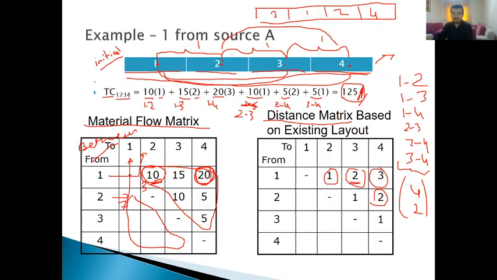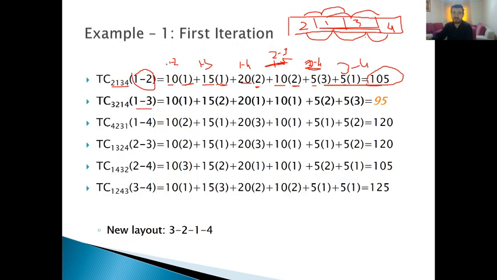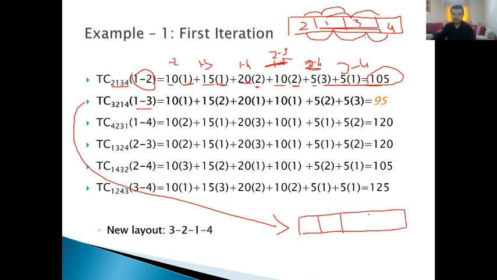So using this layout, I'm going to exchange the locations of 1 and 3, okay? So the new one will look like this. It was 1, 2, 3, 4, the initial layout. After I exchanged the locations of 1 and 3, it is 3, 2, 1, 4. Okay? So this is the new sequence, and this is the cost. And when you do the other exchanges, these are the costs.